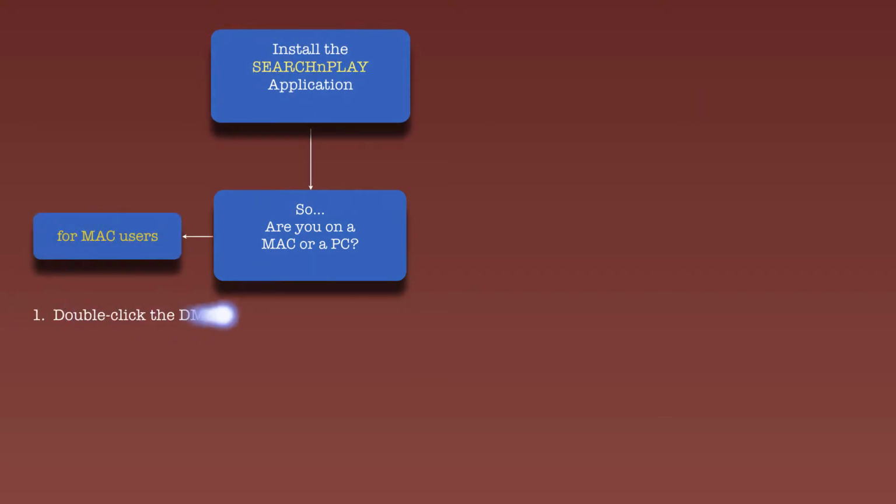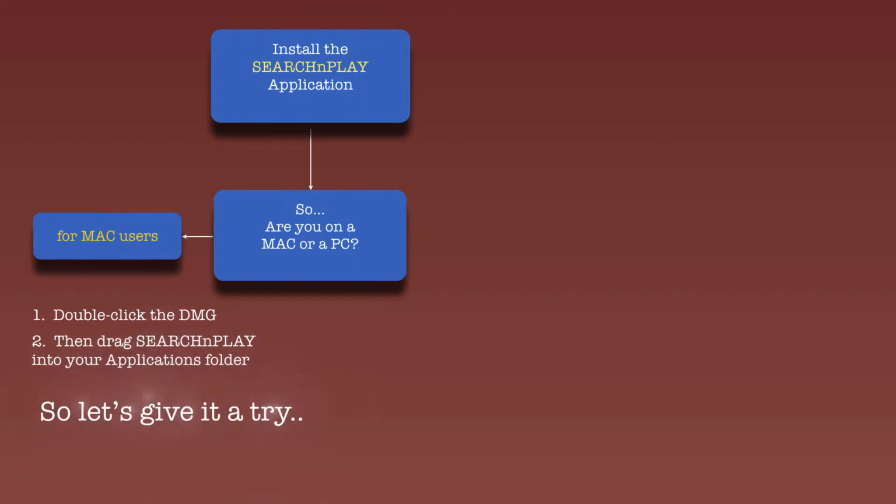Installing Search and Play. So on a Mac or PC, which is it? If you're a Mac user, just double-click the DMG file that's included with the distribution and drag Search and Play into your Applications folder. And that is all you need to do to install Search and Play on a Mac. Let's go ahead and take a look at how that's done.